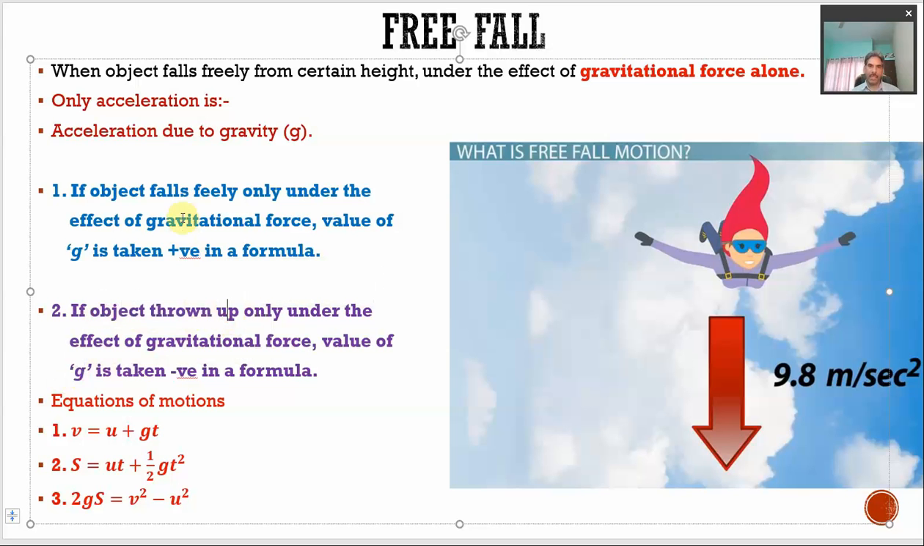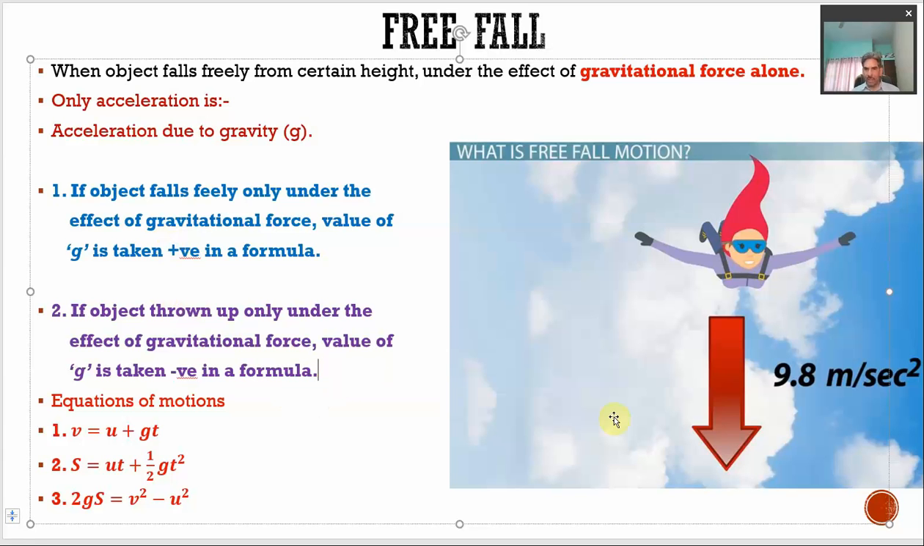Whereas in the earlier case, the object moves in the vertically downward direction, which is the same direction as the gravitational force, and hence the acceleration due to gravity, g, is taken as positive. So this is the way in which we substitute the value of small g, acceleration due to gravity.